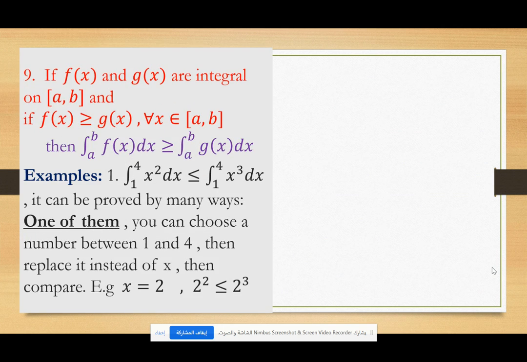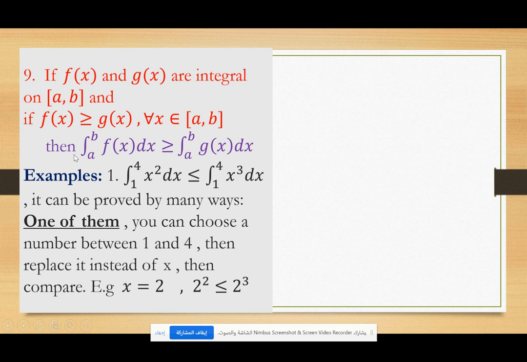Let's go now to another theorem, which is theorem number 9. If f of x and g of x are integrable on an interval a and b, we said integrable means the limit exists and we can calculate area. And if f of x is bigger than g of x, that means the region of the function f of x is bigger than the region of the function g of x for all x in its domain from a to b. And because the region here is bigger than the region here, the integration is bigger for f of x than g of x.